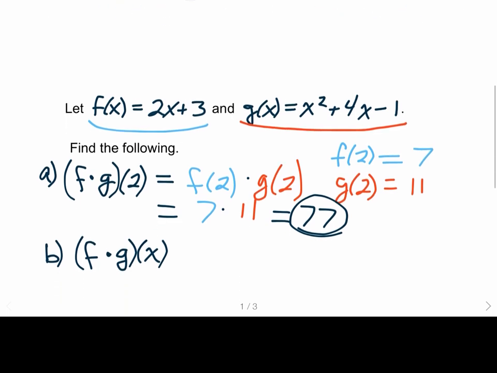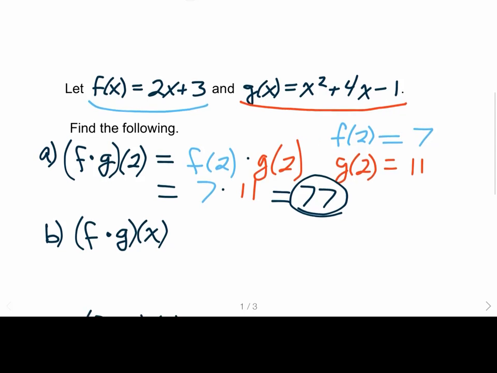In part B, we're asked to find (f·g) of x. Notice that we aren't being asked for a particular value here. We're asked for (f·g) of x, which means we're supposed to give a rule for f·g, an expression, if you will. As before, (f·g) of x indicates f of x times g of x. In other words, we aren't being asked to use a number, we're being asked to multiply together the expressions that define each of these functions.